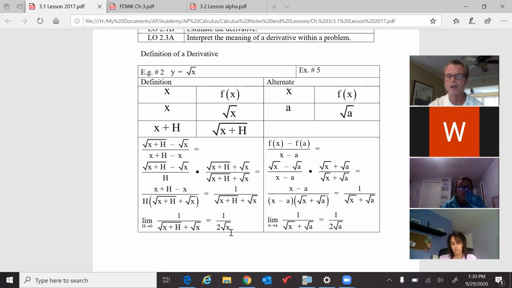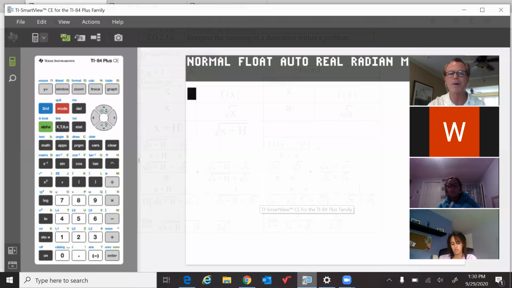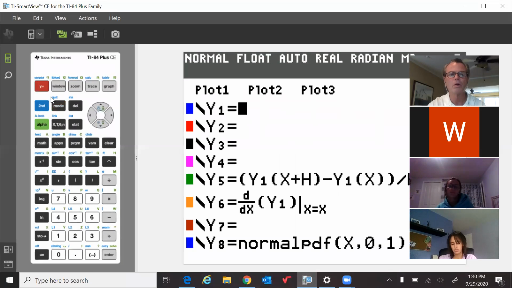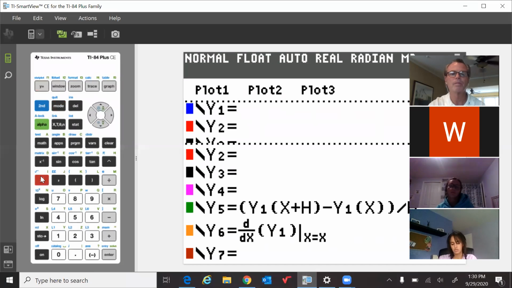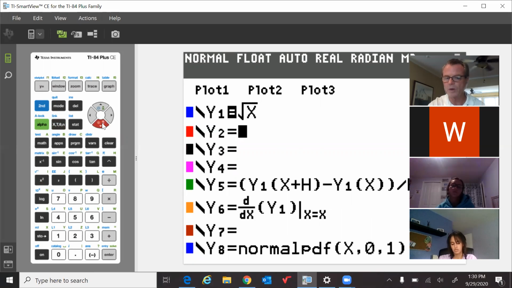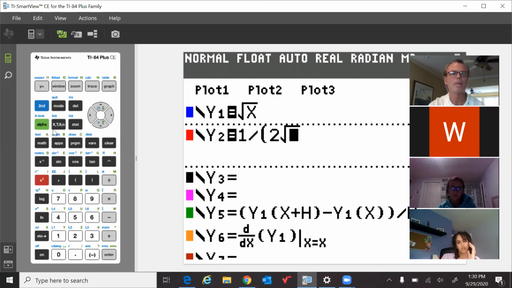What does that mean? You just watch this. You don't have to do this. I'm going to go to the calculator. I'm going to type in y equals root x. Okay? And we said the derivative was 1 divided by 2 root x. So let's see if we can make sense of this. The parent graph is going to be blue and the derivative is going to be red.